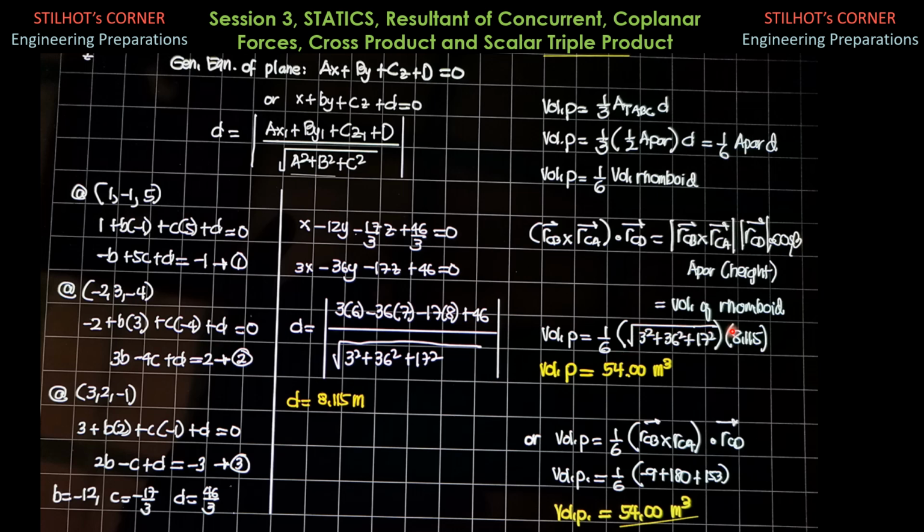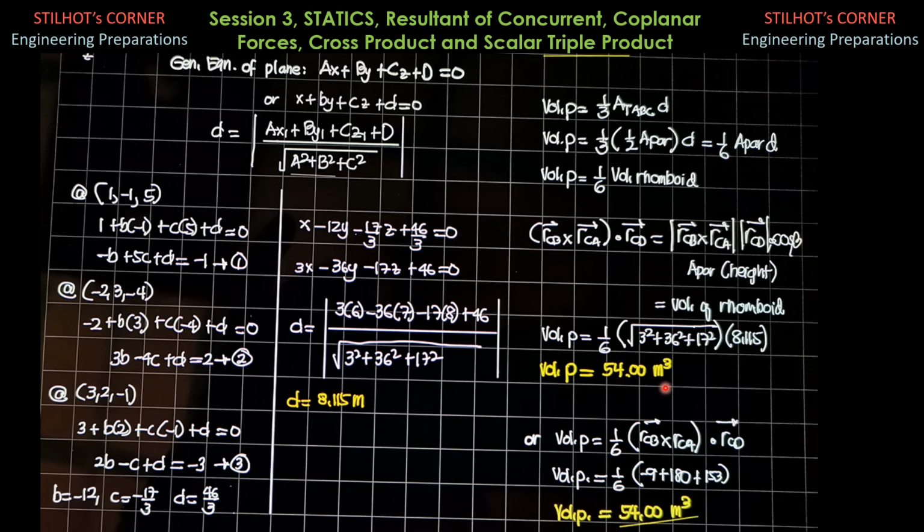Quantity square root of, the area of the parallelogram is the magnitude of this vector RCB cross RCA, and we obtained RCB cross RCA in the preceding slides. These are the components. So square root of 3 square plus 36 square plus 17 square, and we computed the height, or D, 8.115. So we obtained the volume of the pyramid, 54 cubic meters.